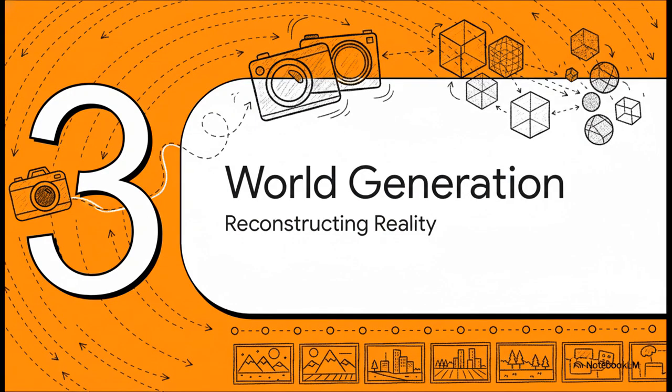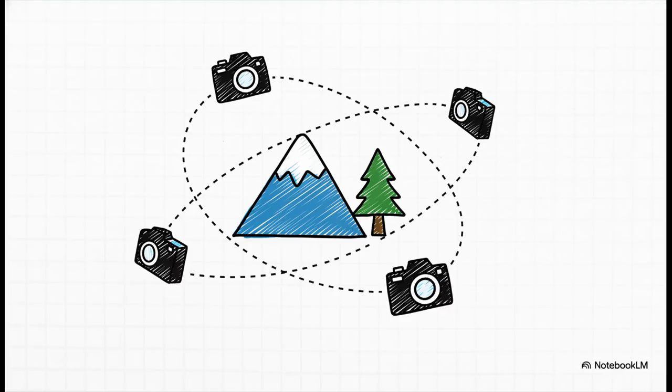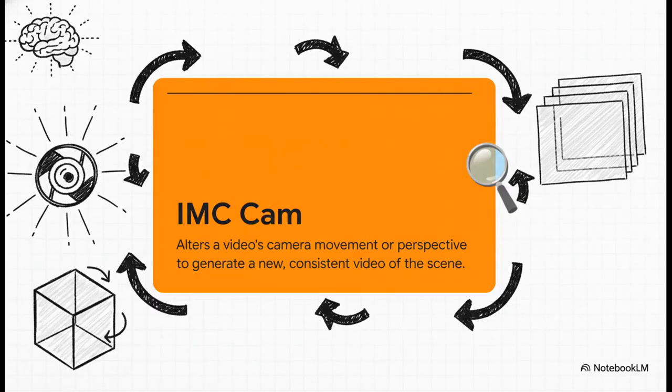Okay, moving from animating faces to reconstructing and manipulating entire 3D worlds from a single standard 2D video. The model that enables this is called IMC Cam. What it does is it effectively rebuilds the environment from the original video. This allows you to then re-render the scene from a completely new vantage point, doing things like panning, zooming, or creating an orbital shot, even if the original camera was completely stationary.